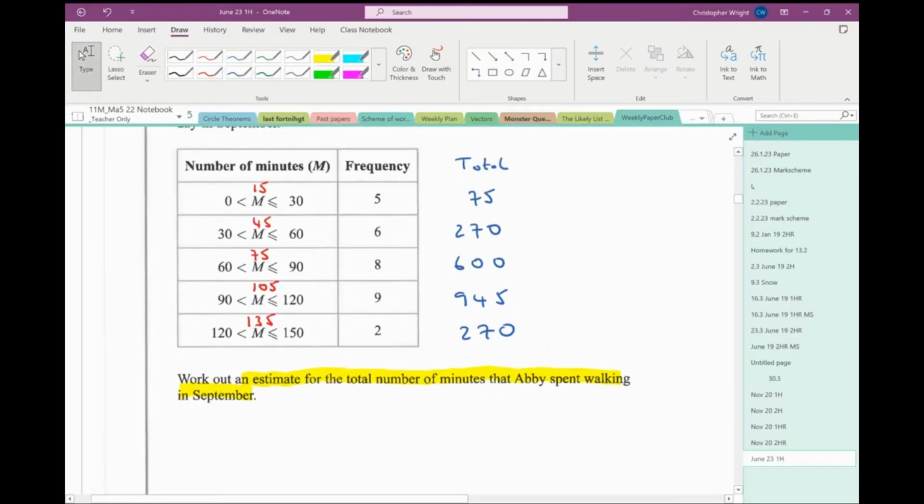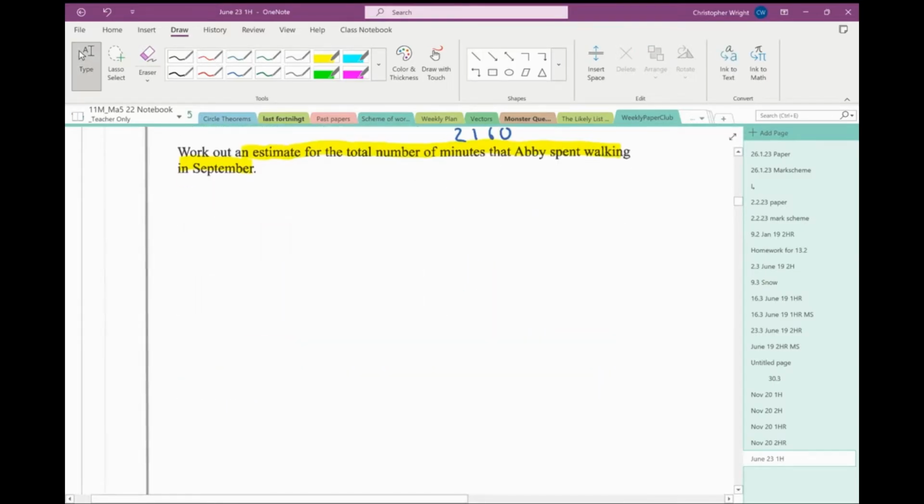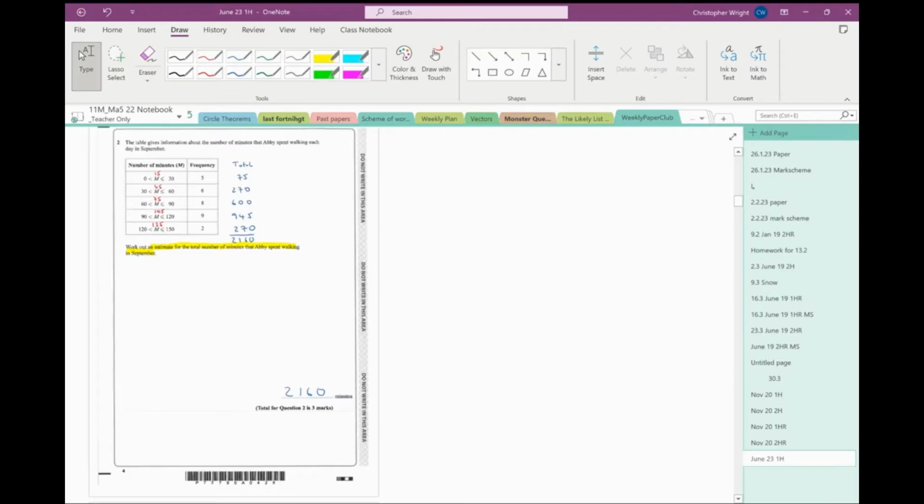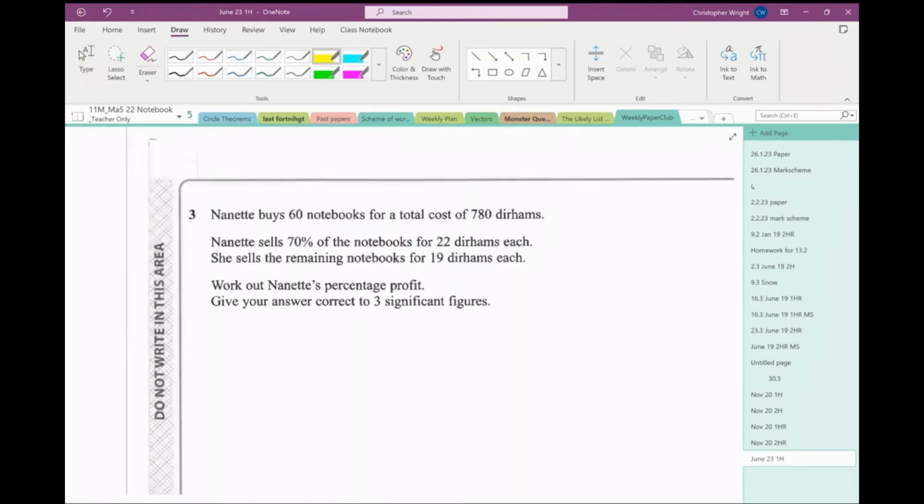So her total number of minutes that she walked are 75 plus 270 plus 600 plus 945 plus 270 gives me a total of 2,160 minutes. So my answer is 2,160 minutes, and it wants the answer in minutes, so that's all good.